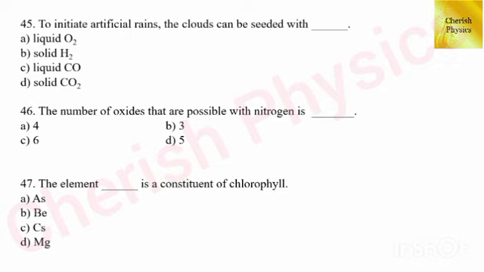45th question. To initiate artificial rains, the clouds can be seeded with dash. The answer is option D, solid carbon dioxide. 46th question. The number of oxides that are possible with nitrogen is dash. The answer is option C, 6. 47th question. The element dash is a constituent of chlorophyll. The answer is option D, magnesium.